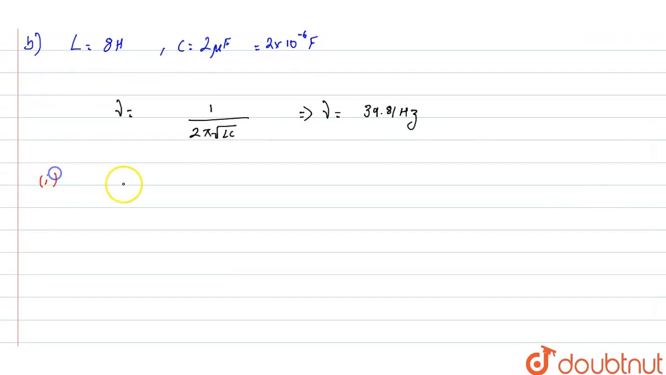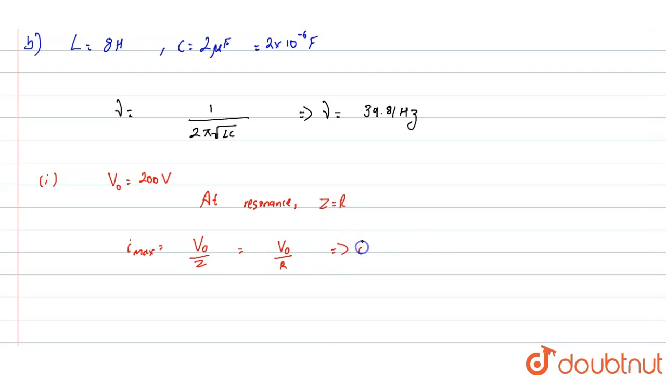Now we have to calculate the maximum current. So the maximum current, now we have V naught, the applied potential, as 200 volts. Now at resonance, we have the impedance equal to the resistance value. So I max is given by V naught by Z. Now since we are at resonance, we can write it as V naught by R. So I max is 2 because 200 by 100.